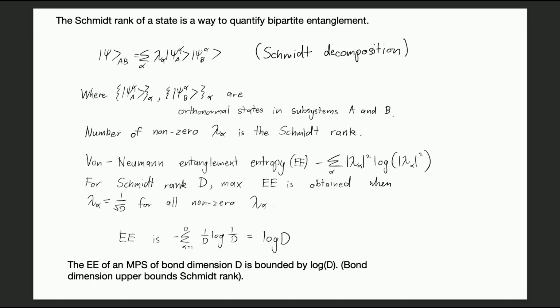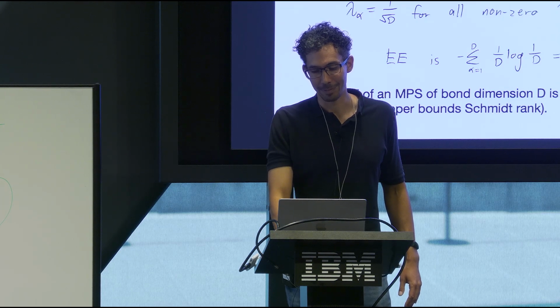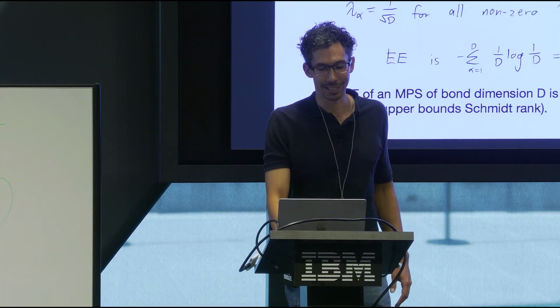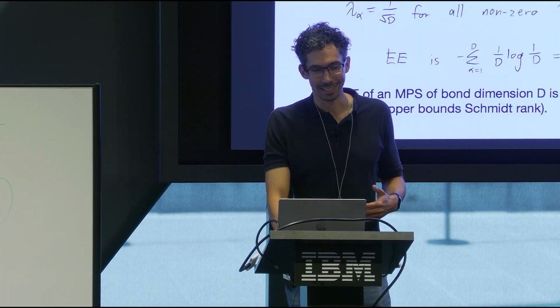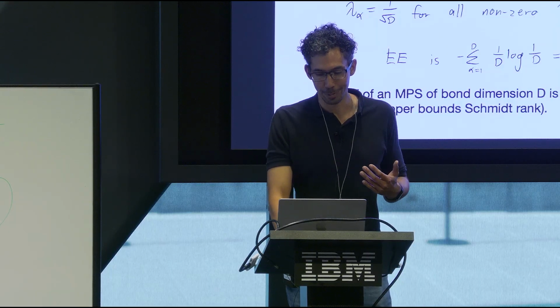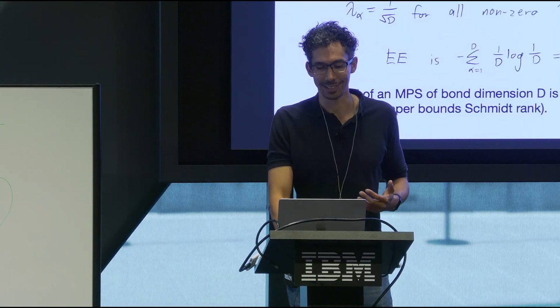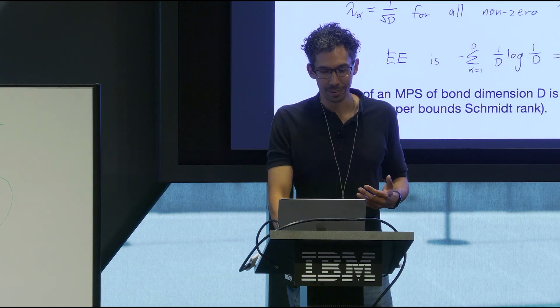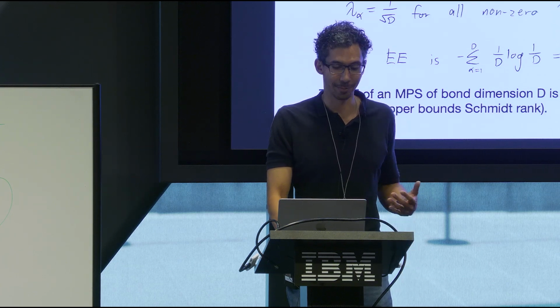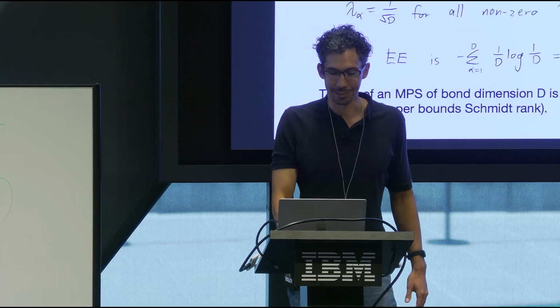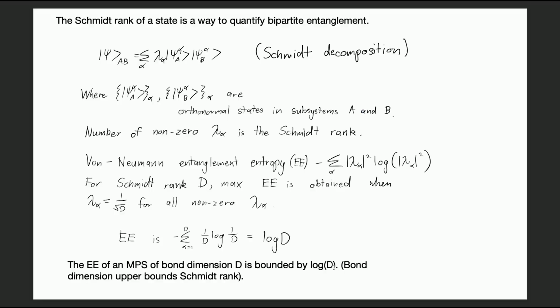And furthermore, if you want an MPS with, say, a growing bond dimension, you need the bond dimension to grow quite quickly in order to describe, say, linearly growing entanglement entropy, because the entanglement entropy is log D. So the basic upshot of this is that matrix product states, where you have small D, represent states with a small amount of entanglement.